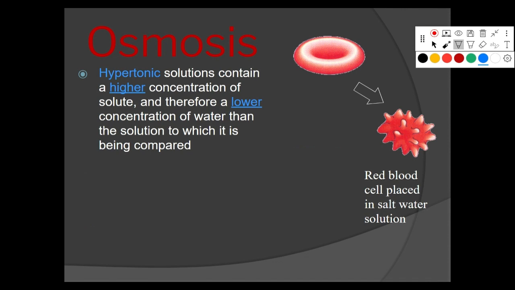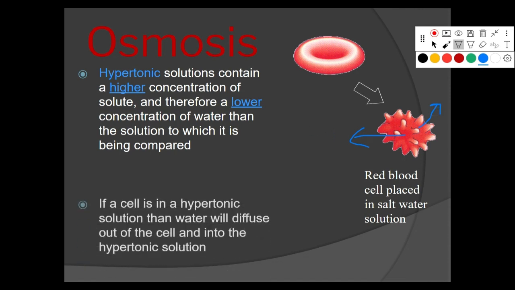So in a hypertonic solution, it contains a higher concentration of solute and therefore a lower concentration of water than the solution to which it is compared. So again, it's basically just saying if you put a cell inside of a hypertonic solution, then it's going to shrivel up, right? This is that red blood cell placed in saltwater solution. Water leaves the cell, and that's why it looks all shriveled up like this, right? Because water was leaving the cell, and it was going into that hypertonic solution trying to make it less salty.